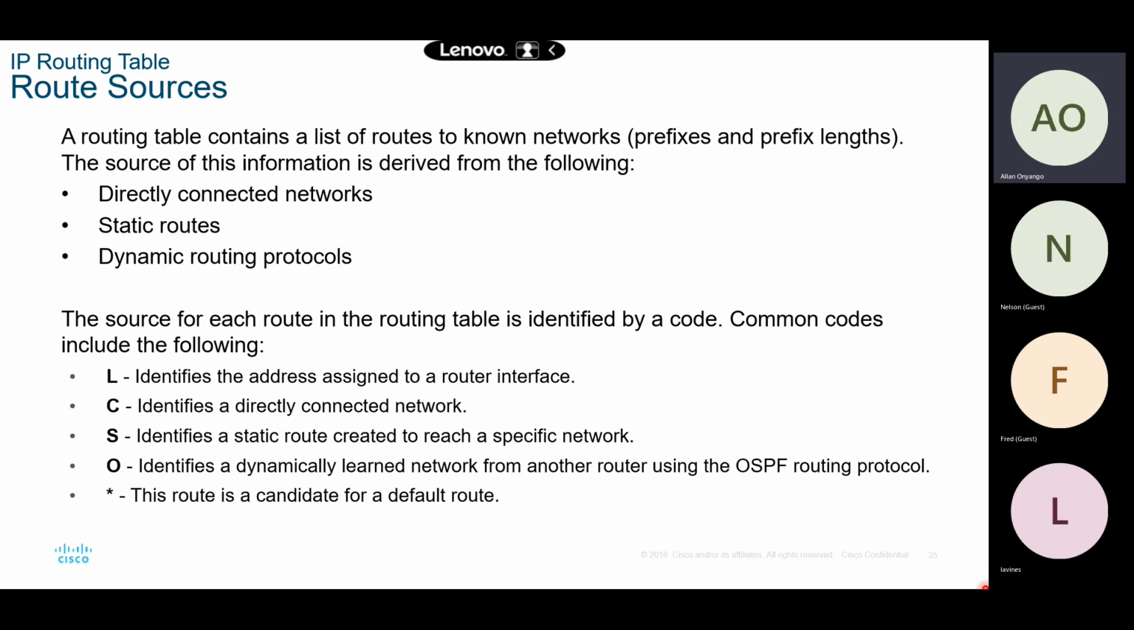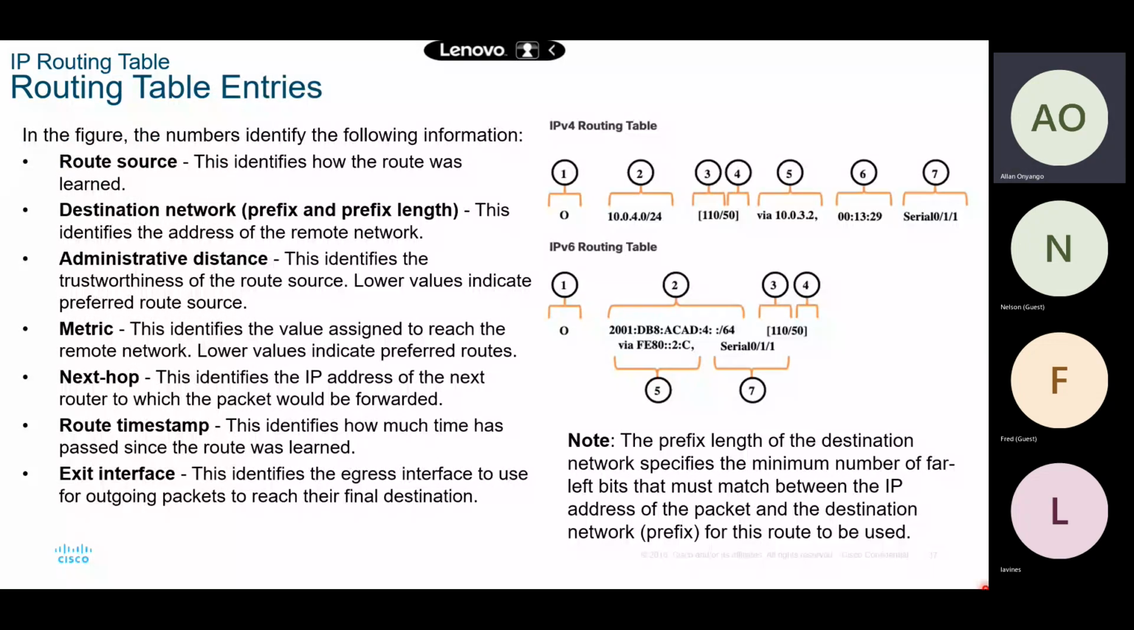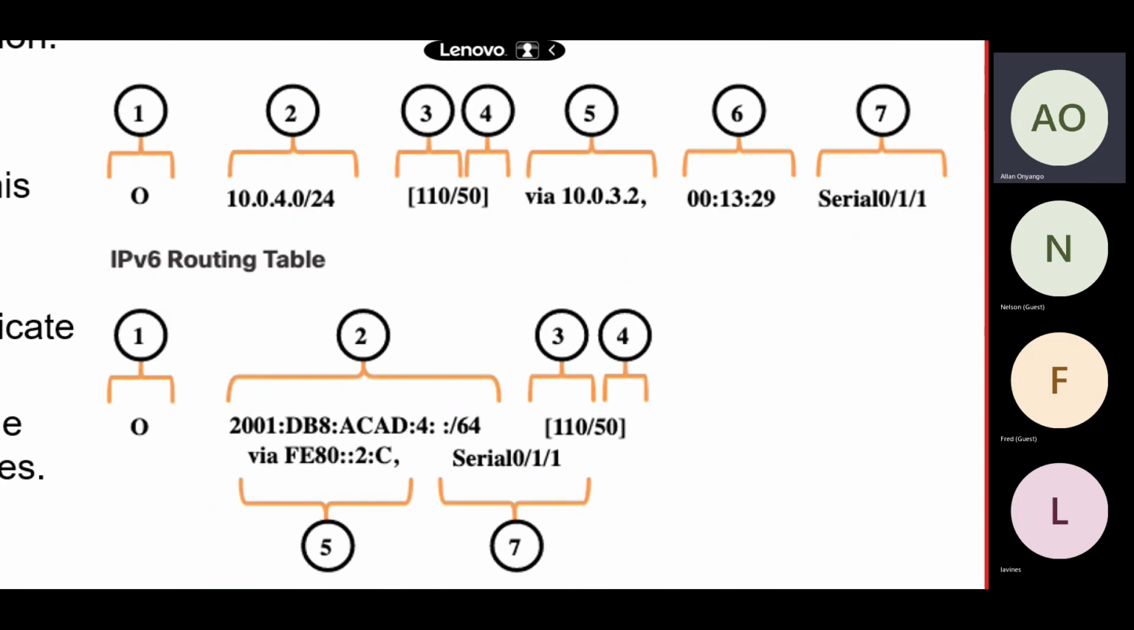O is for OSPF. Asterisk, or the star, is basically for default routes, and we will see again what default routes are. Now, at this point in time, I want to take you guys through how do we read the routing table, and this is very important. The routing table has the following things. It has these letters. Let me just zoom in here so that you guys can be able to see it.